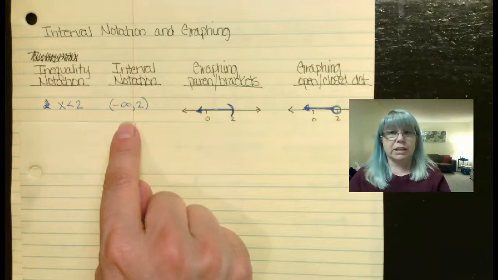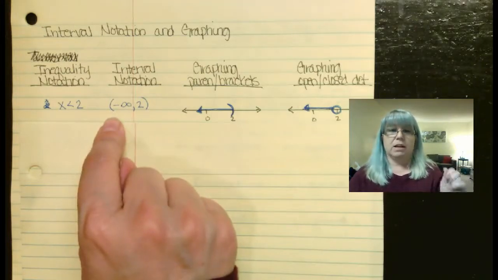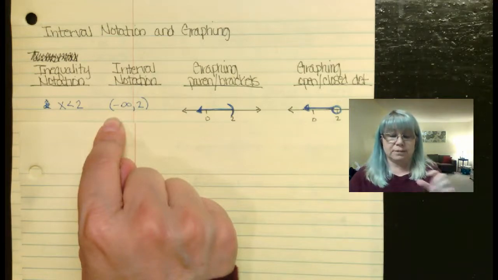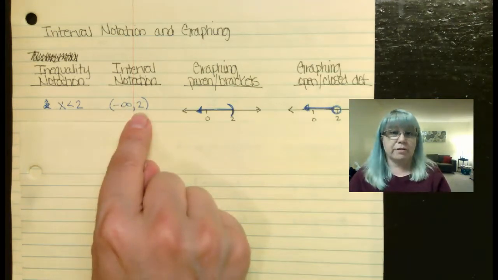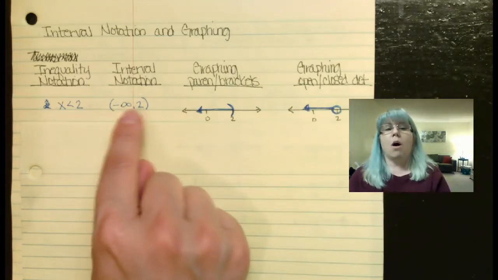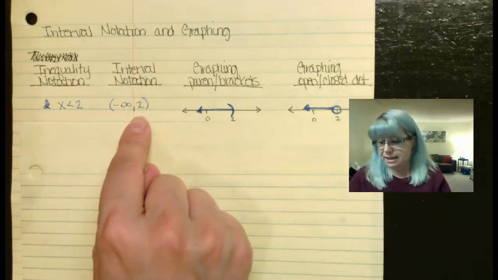We can never include it, so it's always going to be a parenthesis. Anything touching infinity or negative infinity will always be a parenthesis. Comma 2. So our interval goes from negative infinity all the way to 2, but it doesn't include 2, so it's a parenthesis at the end there.